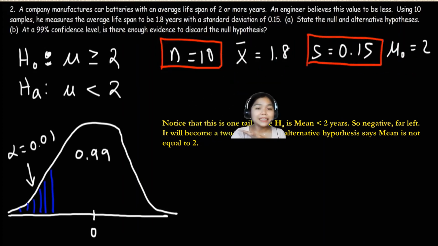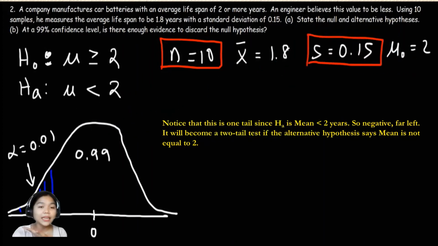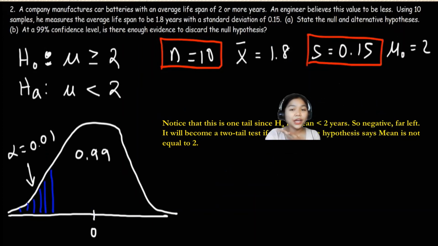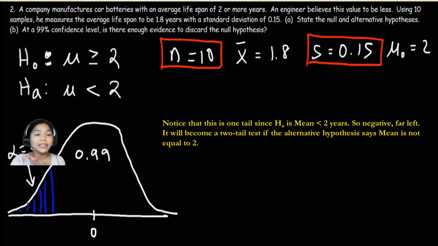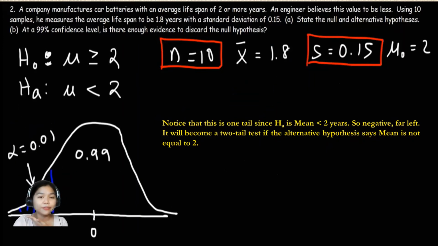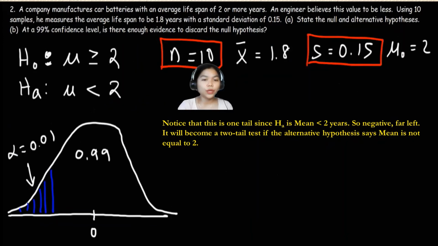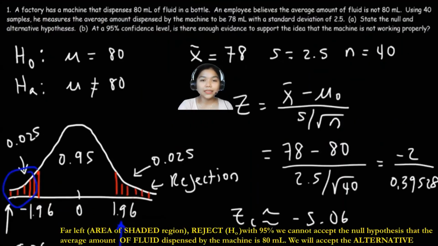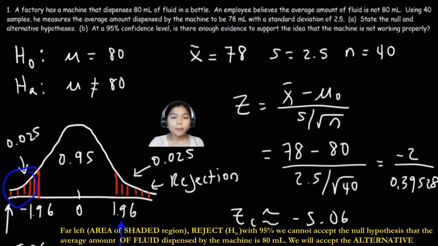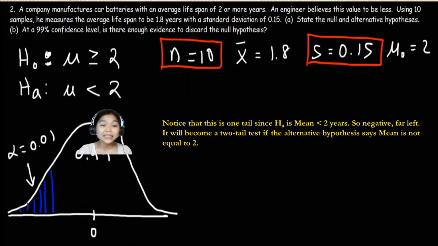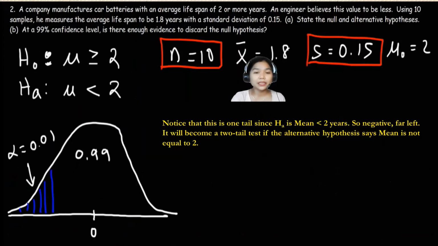So notice that this is one tail. It's only one tail, since the mean is less than 2 years. So it is negative, on the far left. When can it become a two-tail? If the alternative hypothesis says that the mean is not equal to 2, like in the previous example. Not equal, so it is two-tail. But in our second example, less than 2, so it is only one tail. Less than, so negative, on this side.